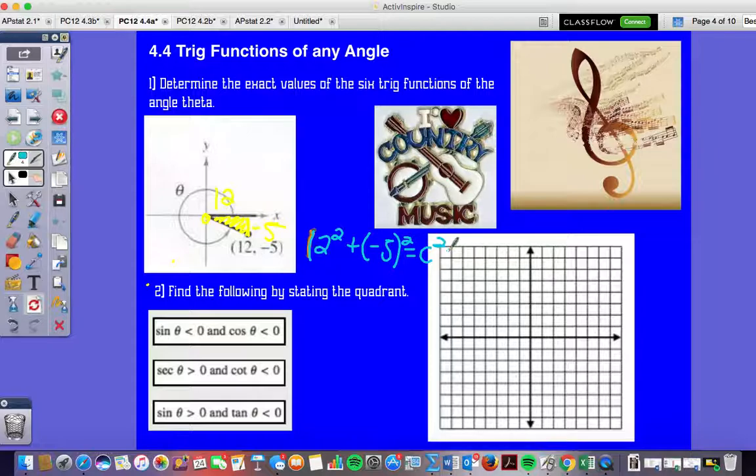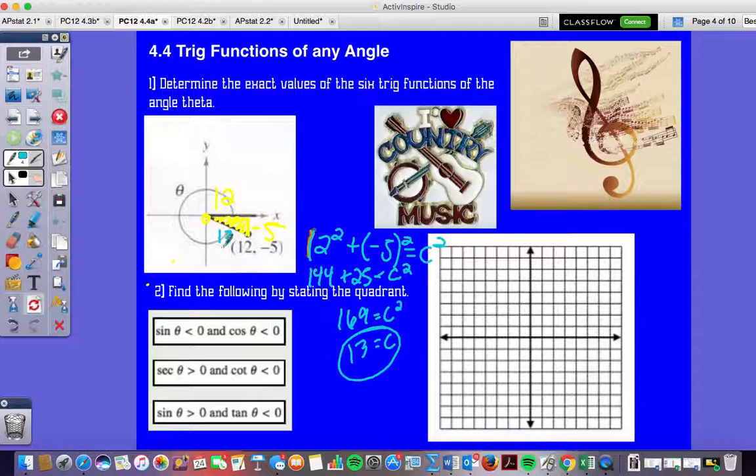Good, David. Yeah, that's right. So we have 144 plus 25 equals c squared. 169 equals c squared, and therefore 13 equals c. So 13 is called my what? Hypotenuse. Very good. That'd be a cool name too. Cool name. All right, so we got 13 there.